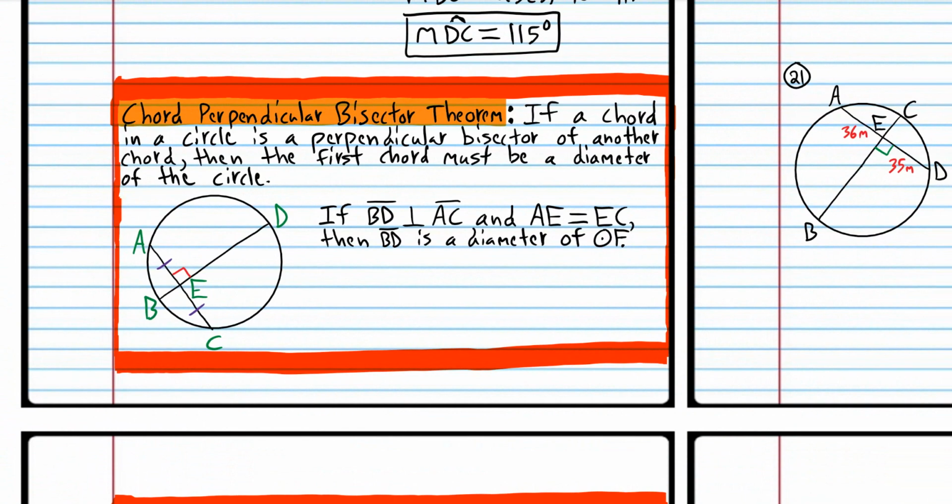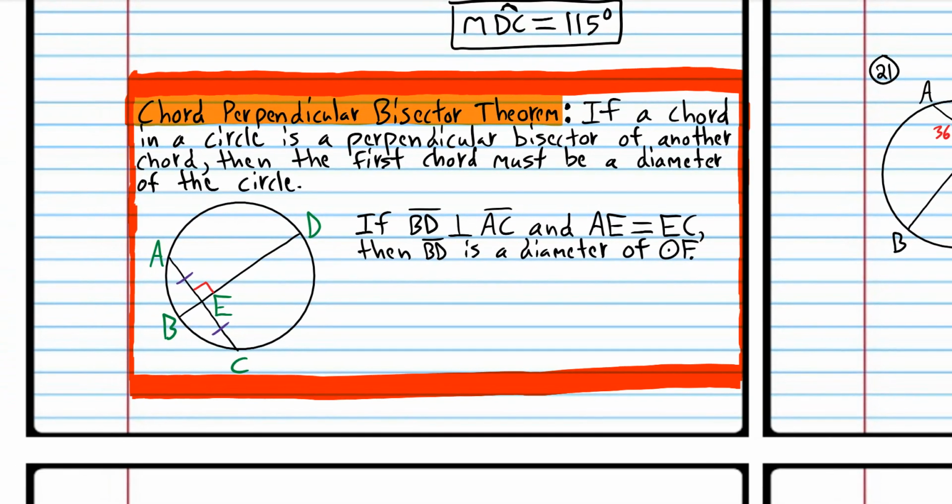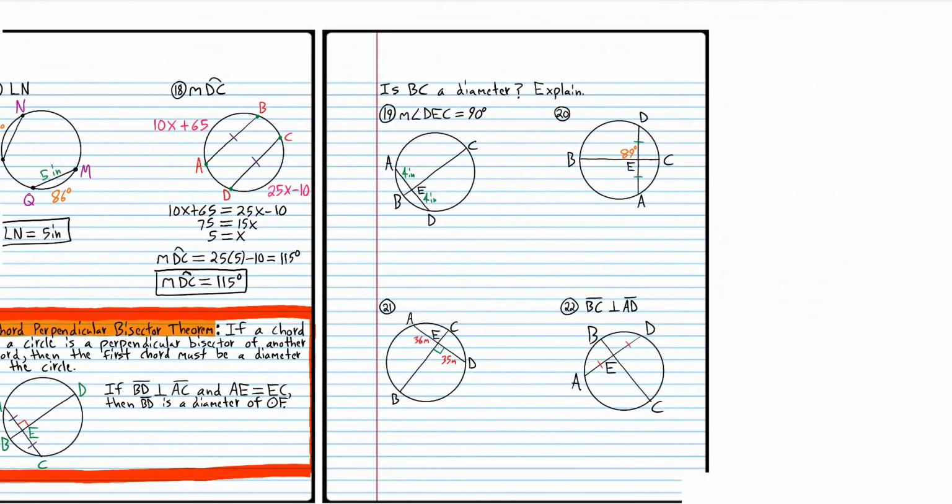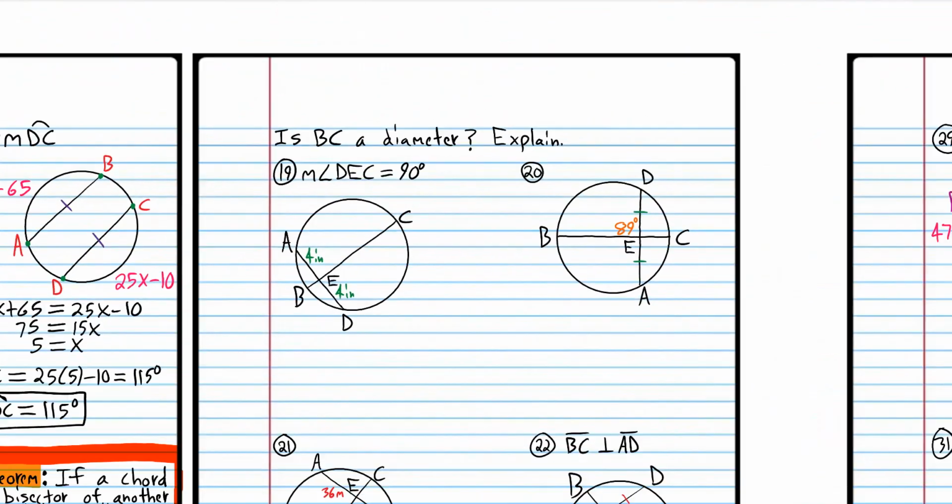On to another theorem here. This is called the Chord Perpendicular Bisector Theorem. If a chord in a circle is a perpendicular bisector of another chord, then the first chord must be a diameter of the circle. So you can take a screenshot of that if you want. And if you don't understand exactly what that means, that's okay. We're going to do some practice problems.